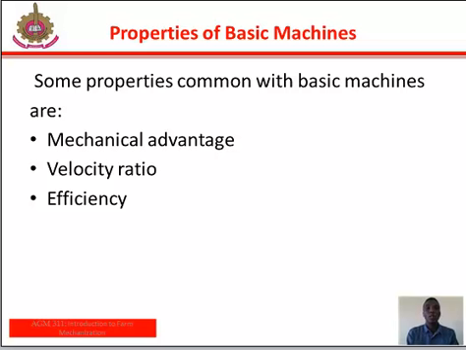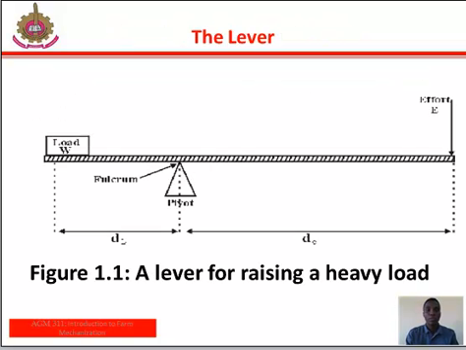Because there is a loss due to friction, the efficiency of the machine is always less than 100%.